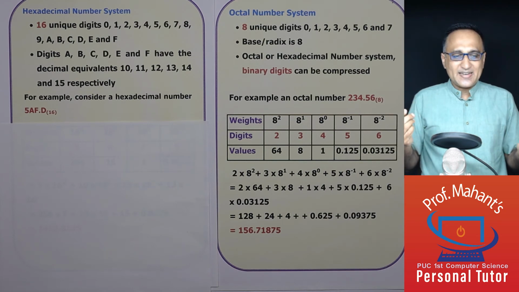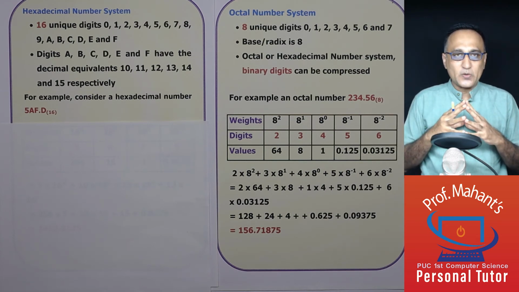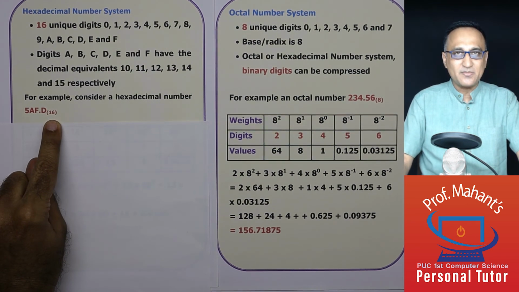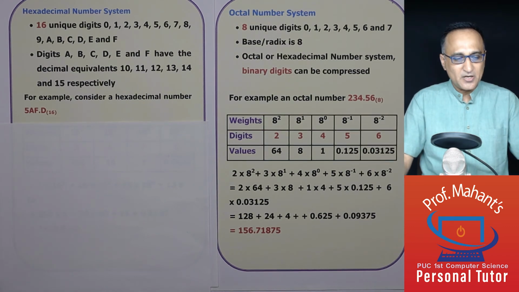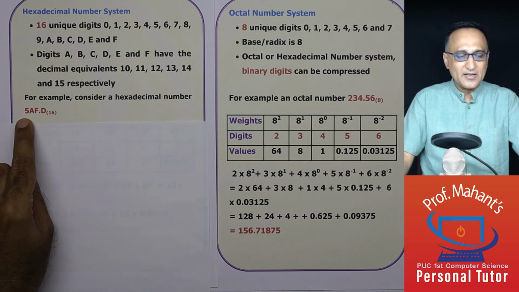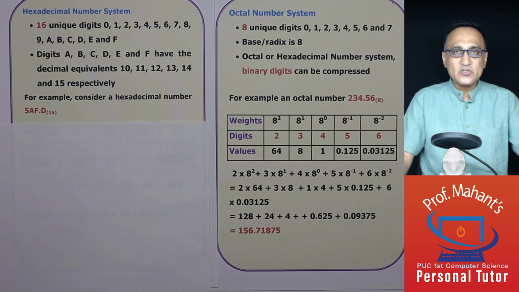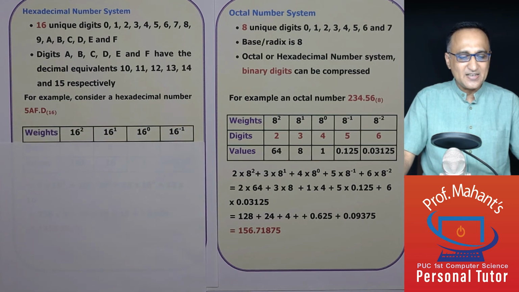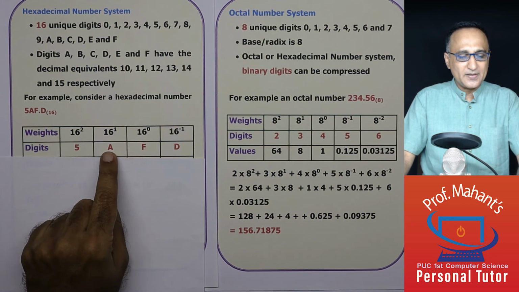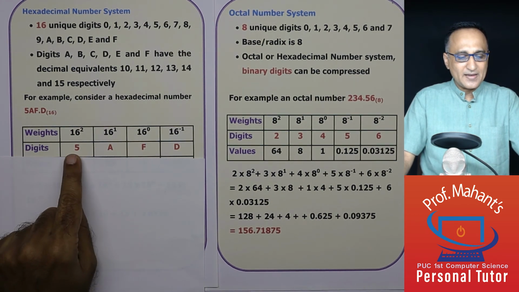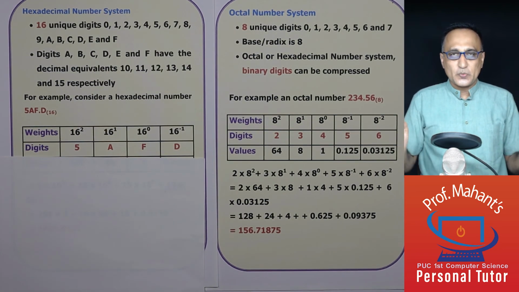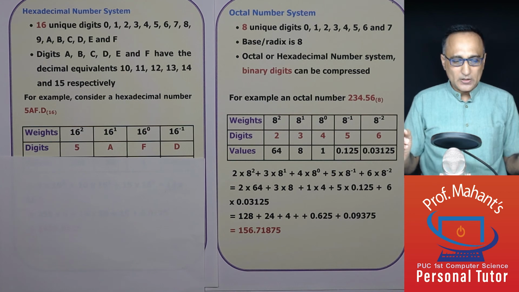Now let's try to understand the hexadecimal number system by trying to convert this 5AF.D, to the base 16 or the hexadecimal system, to a decimal number system. So what will be the weight of F? It will be 16 raised to 0. A will be 16 raised to 1. 5 will be 16 raised to 2. Why are these weights? Because they are to the base 16. So F is 16 raised to 0 weight, A is 16 raised to 1, 5 is 16 raised to 2. And D is after the decimal place, so its weight is 16 raised to minus 1.